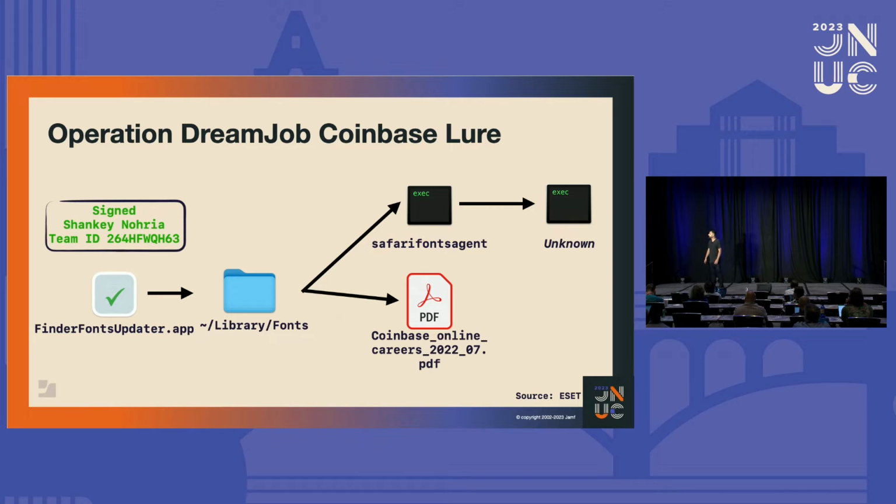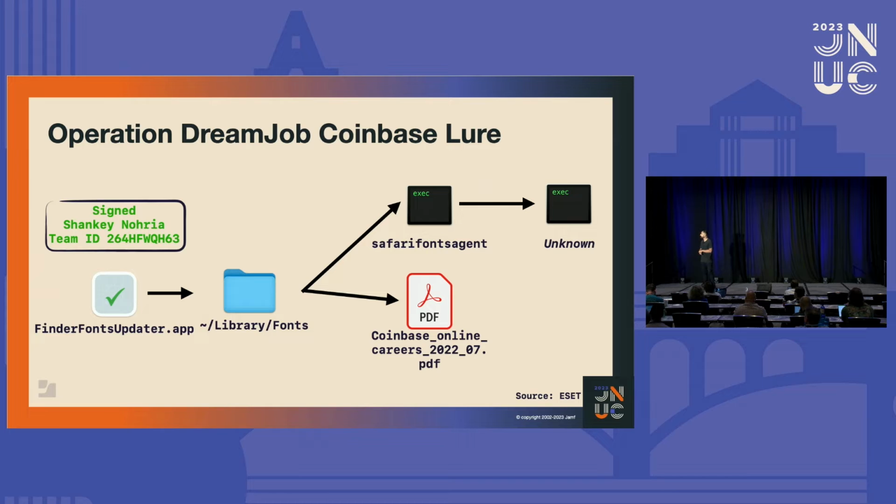The malware's first stage component is the Finder Fonts Updater app, which creates a folder under the user's home Library Fonts directory. It's important to note that this piece of malware in particular was actually signed at the time. Of course, Apple revoked the certificate. Within this Library Fonts folder, you'll see a PDF document. That was the document that we just saw.